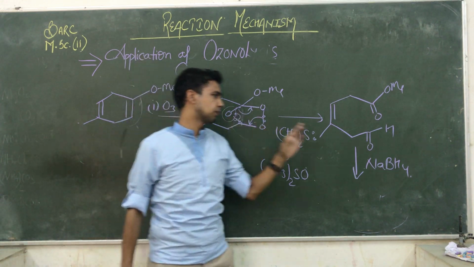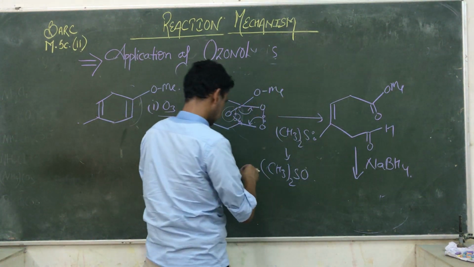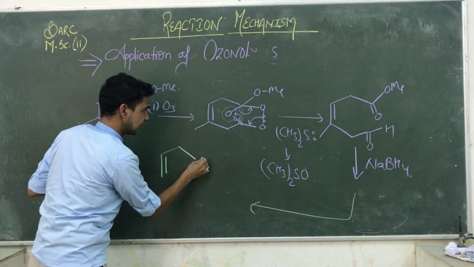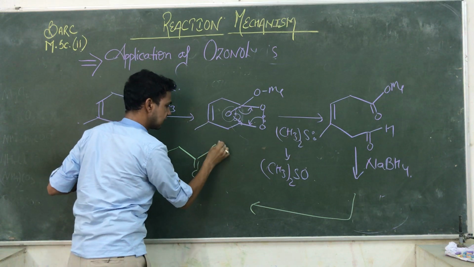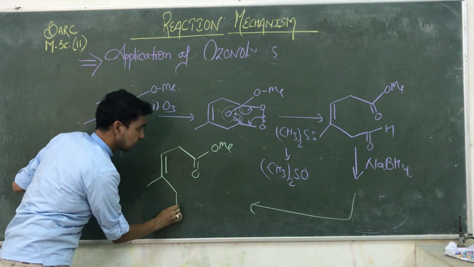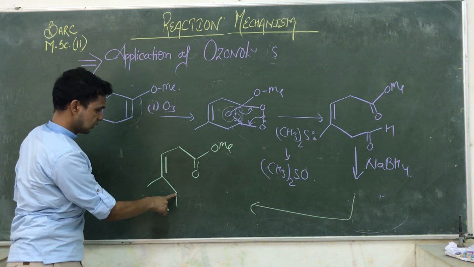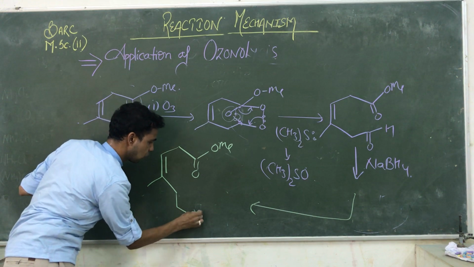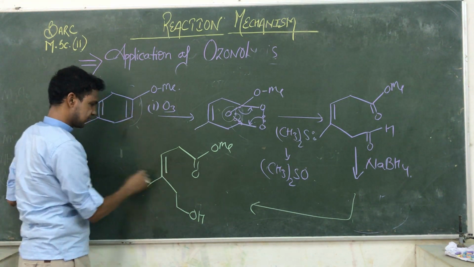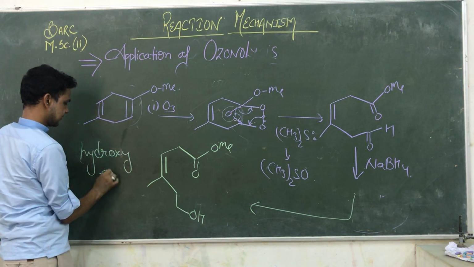It is only capable of affecting the aldehyde. So guys, which type of compound are we getting? It will remain the same. That is OMe, that one is CH2, and that carbon has OH. So that is known as a hydroxy ester. It is known as the hydroxy ester.